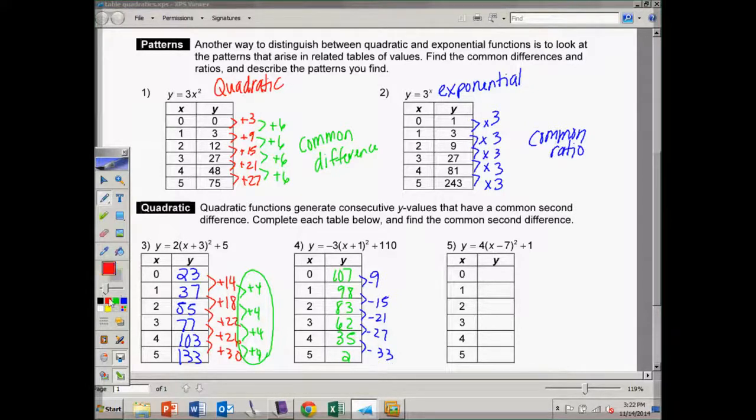So what is my second difference? Negative 6. Negative 6, and again, and again, and again. So we ended up with negative 6.